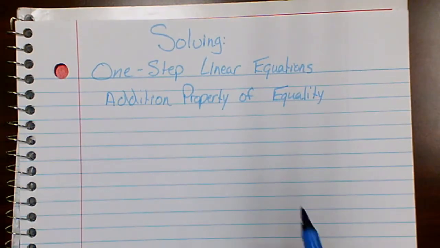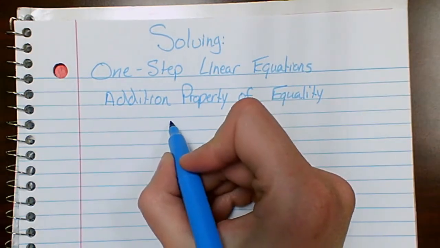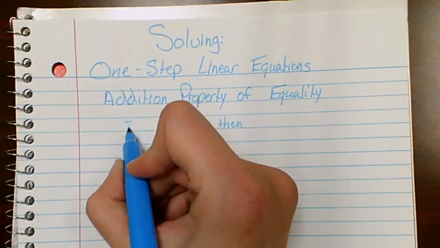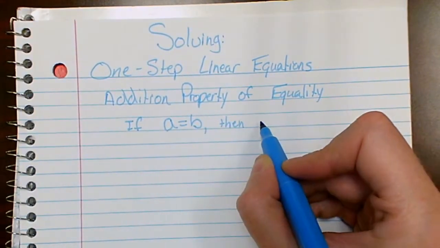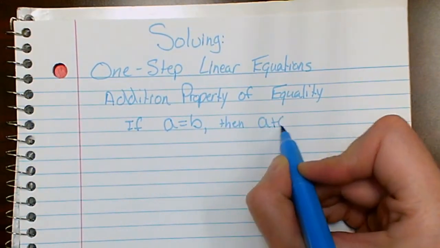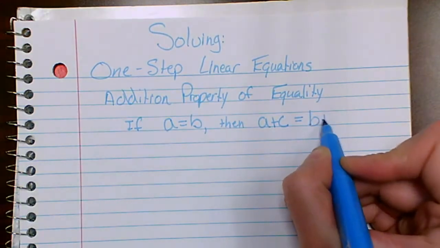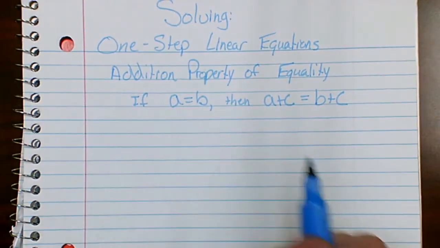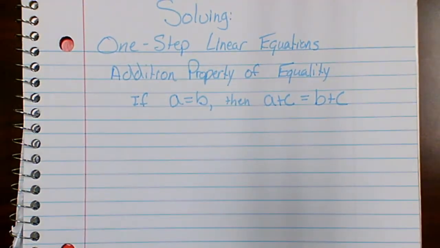The addition property of equality states that if we have A equals B, then we can have A plus C equals B plus C. All this means is if you add something to one side, you have to add it to the other. Or if you subtract something from one side, you have to subtract it from the other.